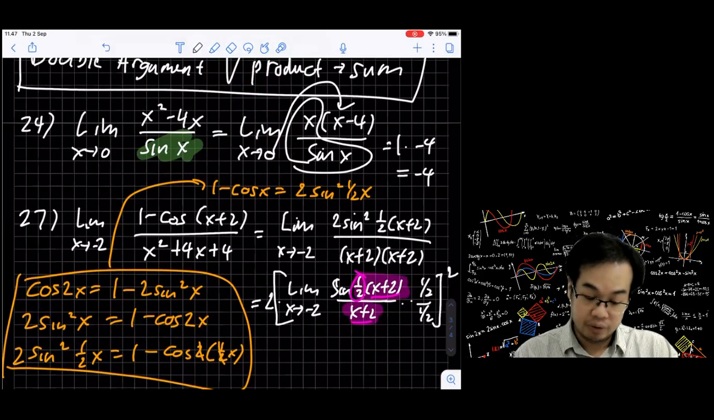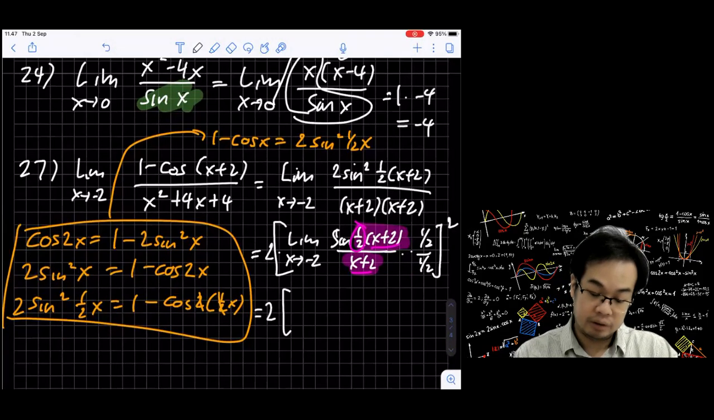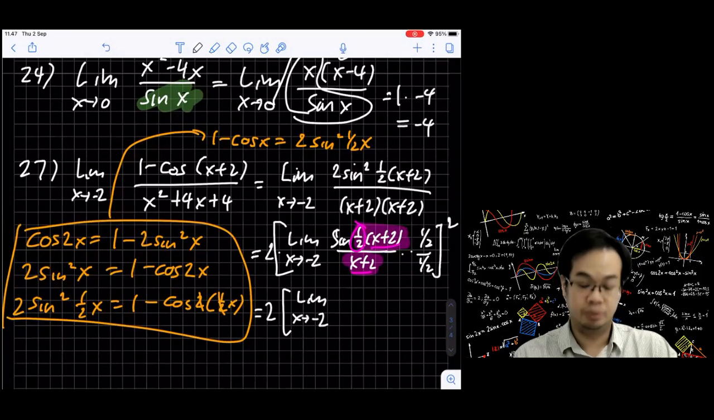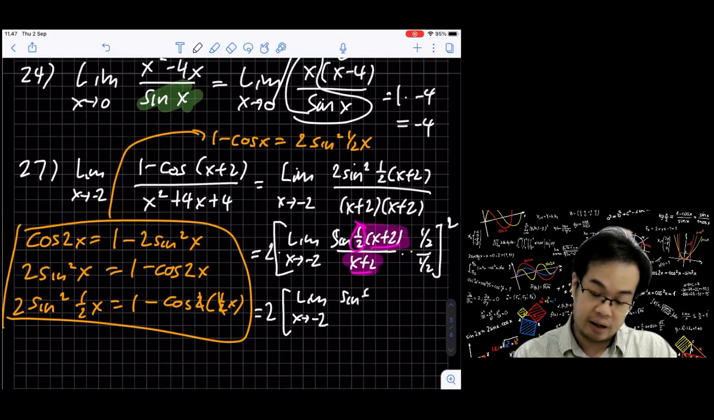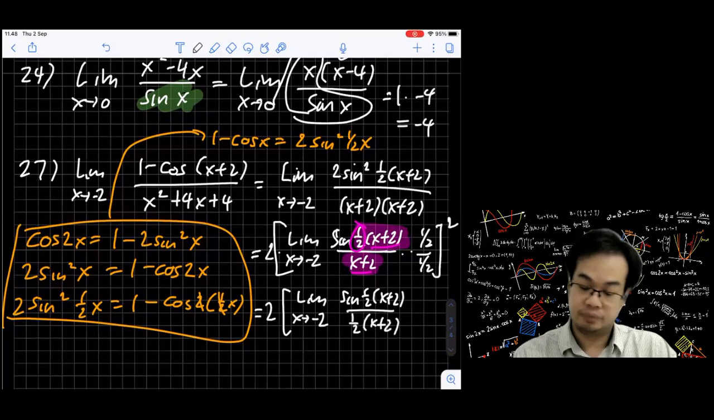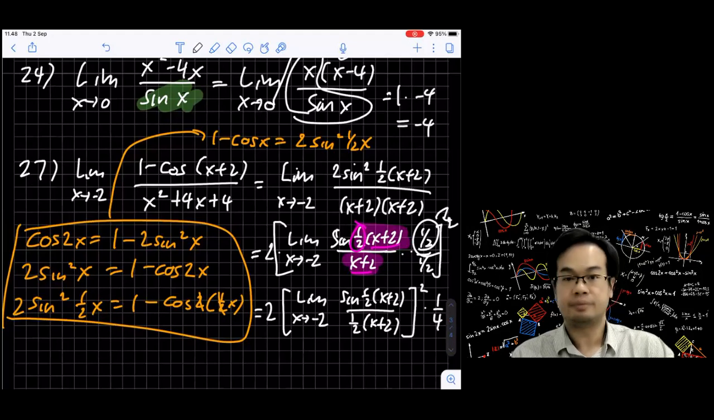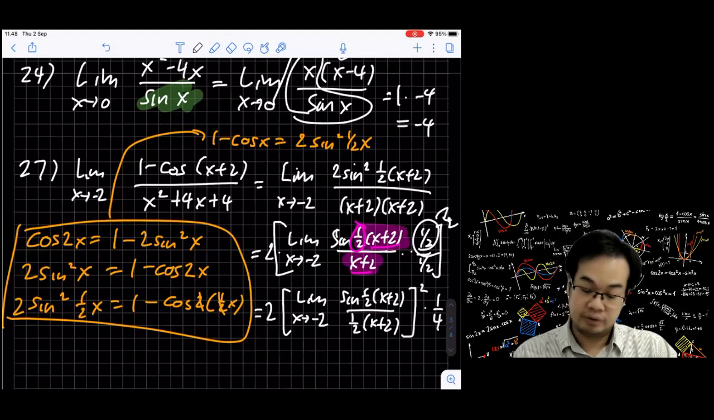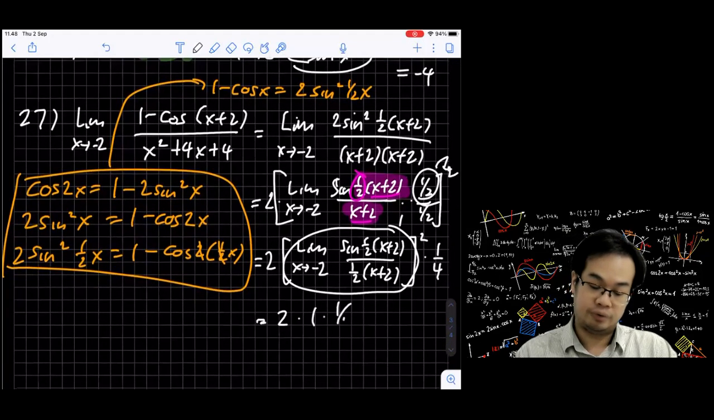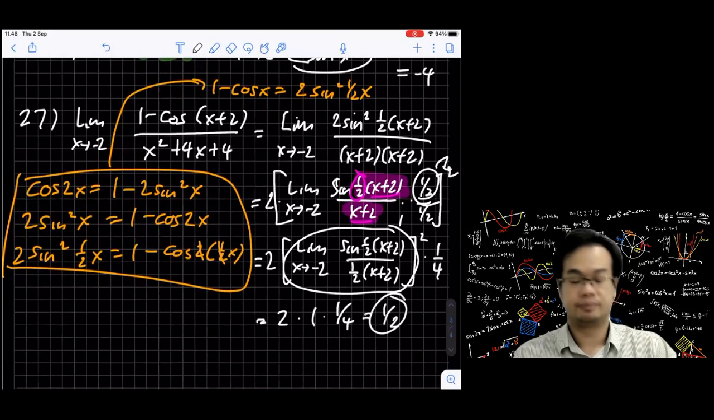So the result will be 2 times the limit as x approaches negative 2 of sine of half (x plus 2) over half (x plus 2), squared, and then the half being squared gives times 1 over 4. I hope you understand. Of course, the limit of this one is 1, so it's equal to 2 times 1 times 1 over 4, which equals half. So that's another way you can solve trigonometric limits.